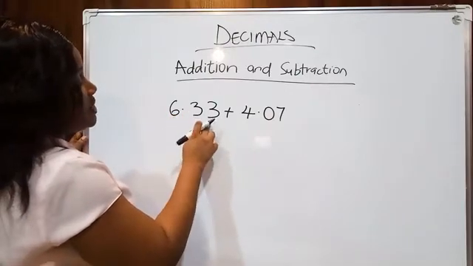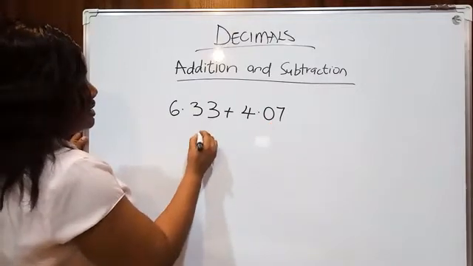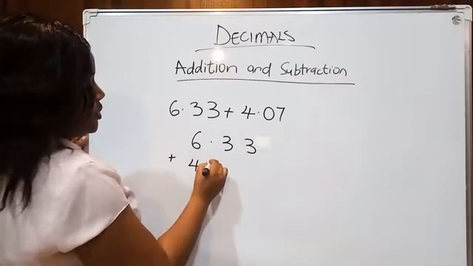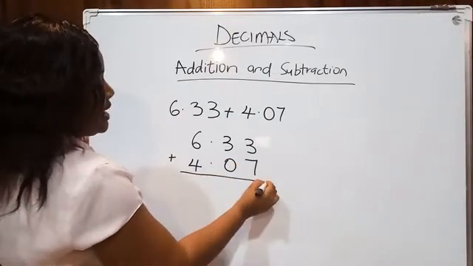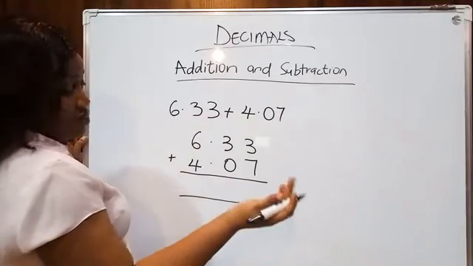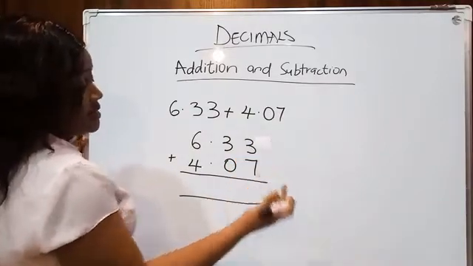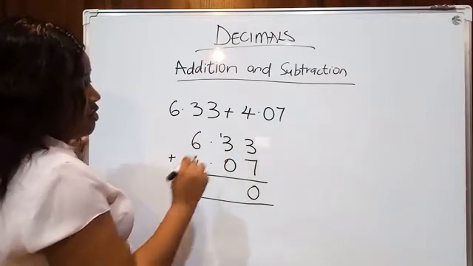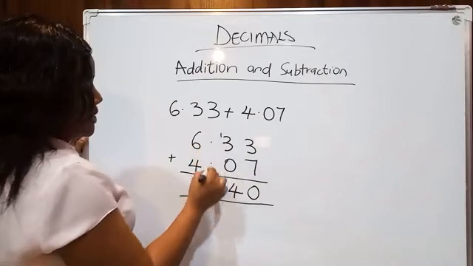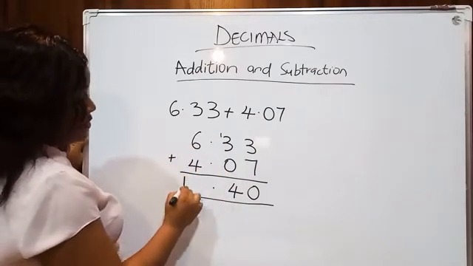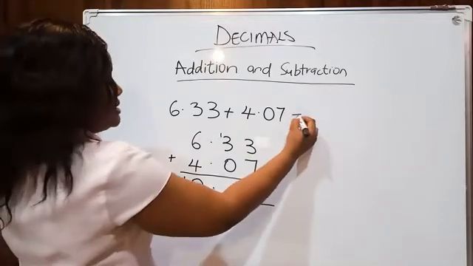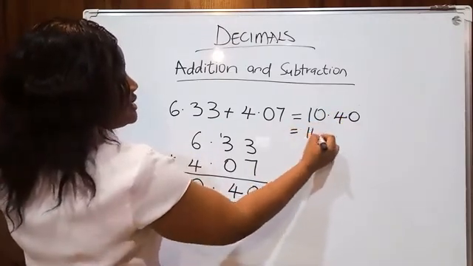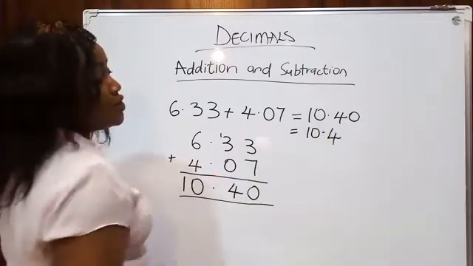Let's take a look at this. We have 6.33 plus 4.07. So we have here 6.33 plus 4.07. And when you add, like your normal addition, 3 plus 7 gives us 10. Write 0 and carry 1 over. You have 1 plus 3, 4, 4 plus 0, 4. Then you bring down the decimal. And you say 6 plus 4 gives us 10. And so the answer is 10.40. Or it can just be 10.4.